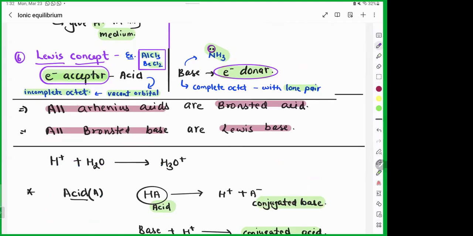All Arrhenius acids are Bronsted acids, because Arrhenius acid means H positive ion released in water. Bronsted acid means H positive ion released in any medium. So you can say Bronsted acid is an umbrella term, and one type of Bronsted acid is Arrhenius acid. That's why all Arrhenius acids are Bronsted acids. And all Bronsted bases that accept H positive ion also donate electrons, so they are Lewis bases.